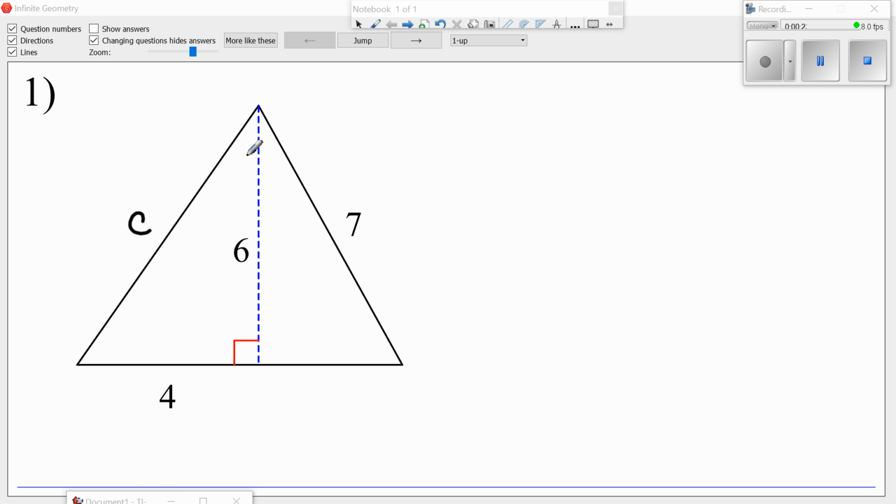I'm going to call it C because if you look here, we have a right triangle, and this is my hypotenuse. Over here, I have another right triangle, and I have a leg, so I'm going to call it A for one of the legs. So if I want to find the perimeter, I just take the outside of the figure.